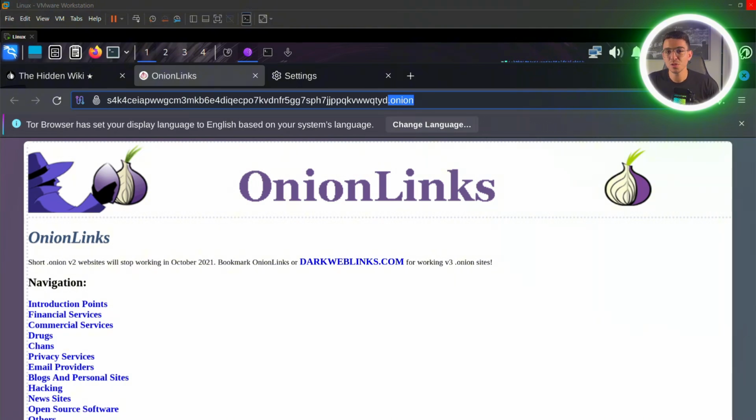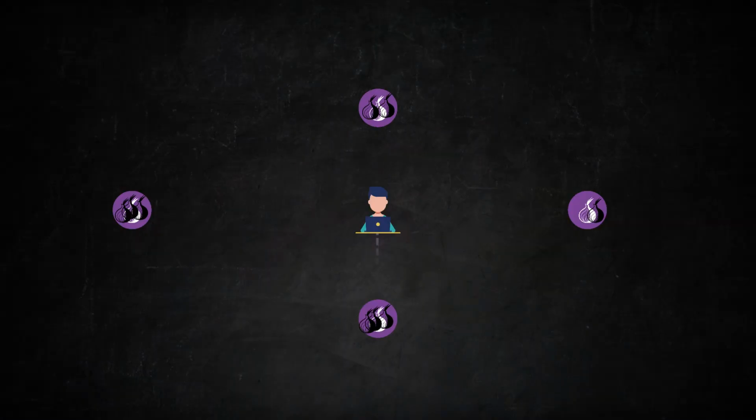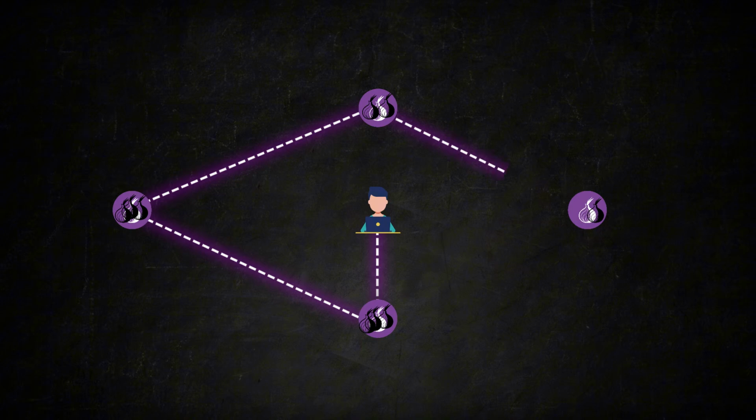So let's take a moment to understand more about onion routing. Each time you access an onion site, your data is encrypted and passed through multiple nodes. Each node peels away one layer of encryption, making it extremely difficult for anyone to trace your activities back to you. This multi-layered encryption is what makes the Tor network so effective at preserving anonymity.